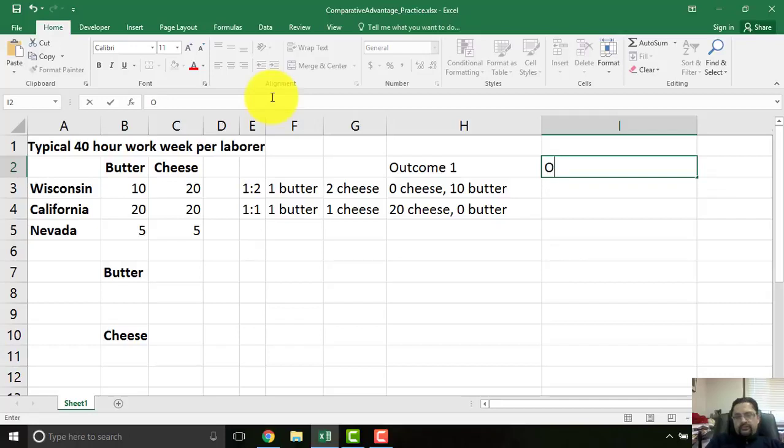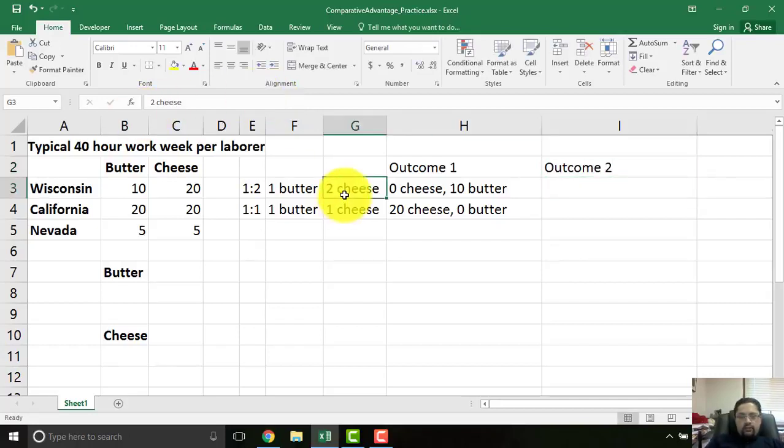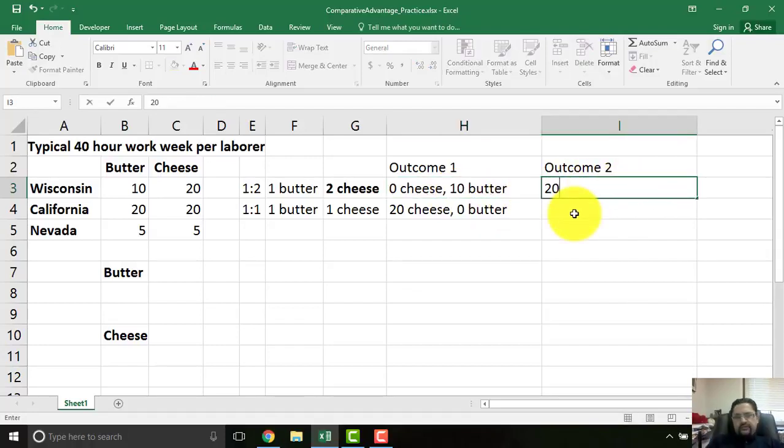Outcome 2, using comparative advantage. If we say, hey, we sacrificed 2 units of cheese under this situation. Okay, so let's do this. Let's have you produce 20 units of cheese. Okay, so we'll do 20 cheese and 0 butter here.